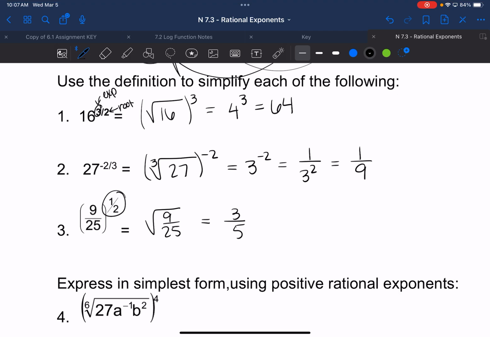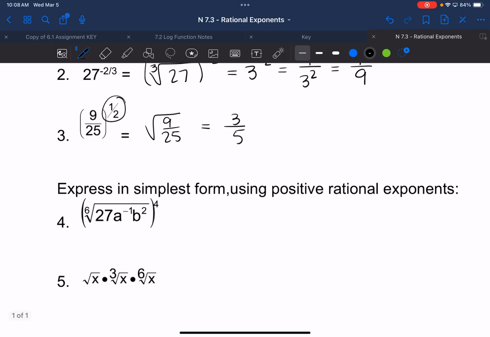But sometimes we don't have just numbers under there, right? We've got variables. And I can't actually take the square root of a letter, right? So that's when it's more beneficial to write them as the fractional exponent. So that's what we're going to see in the next section. So we're going to simplify maybe whole numbers if we can, but we're probably going to have those rational exponents for our letters, okay? So we've got, for number 4, the 6th root of 27, a to the negative 1, b squared, all raised to the 4th power. Okay, so we've got a sixth root, right?